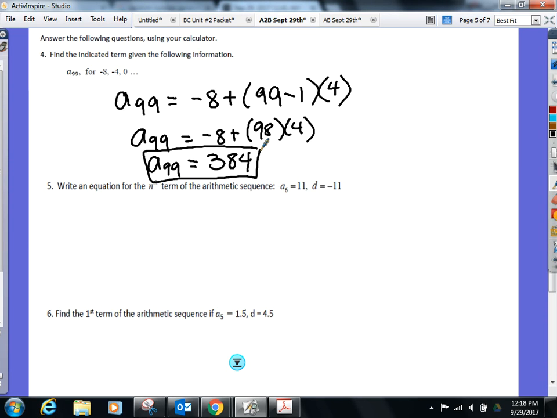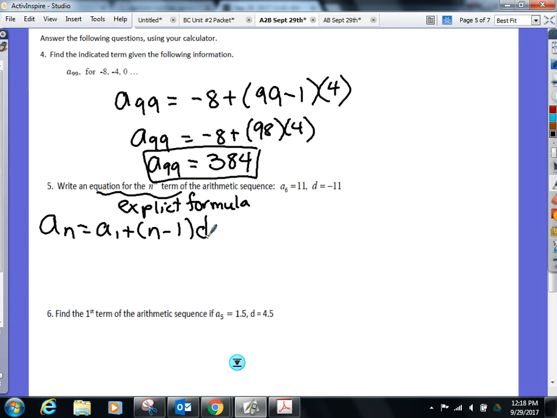Write an equation for the nth term, all right? So once I see those directions, write the equation for the nth term, I know they're telling me explicit formula, and I'm leaving n just n. Okay, write the equation for the nth term. So use your explicit formula and leave n the way it is.